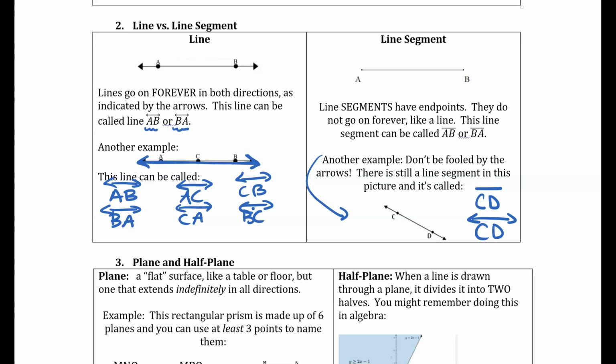And then just like lines, line segments can also go either direction. So you could call it line segment AB or BA, but just remember that the line above those is not going to have arrows, and that represents a line segment that actually has a beginning and end. So these are measurable because they have a finite length to them, whereas lines do not.